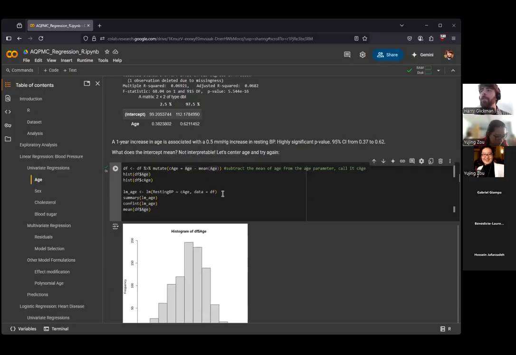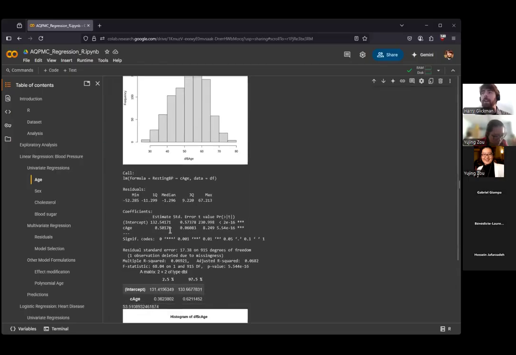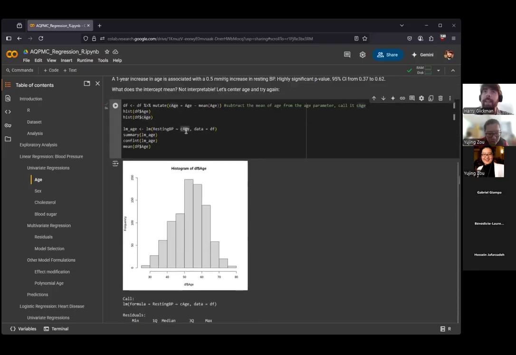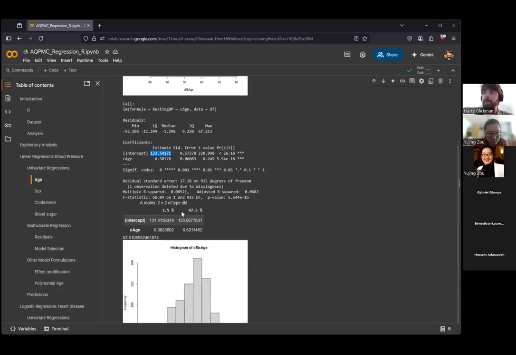And then if we make a new linear regression model between resting blood pressure and centered age, our values for the slope coefficient are exactly the same. The confidence intervals are the same. The p-value is the same. The slope estimate is the same. We're still saying for every 1 unit increase in age, there's a 0.5 increase in millimeters of mercury. But now this intercept is when the value of C age is equal to 0. So we can interpret that now.